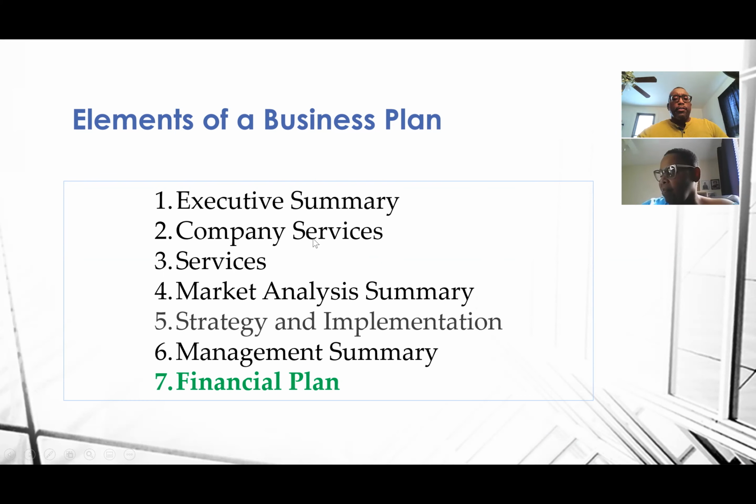Then we went through all the other different things. Company services: who are you? Your mission, vision, and values. And then, what are your products and services? How are you going to get that out to the market so that you can make money? Strategy and implementation is, what is your strategic plan, your operational plan, in order to run your business? And then the management summary, which we haven't really gotten to too much, is, who are the individuals that are going to make this happen?